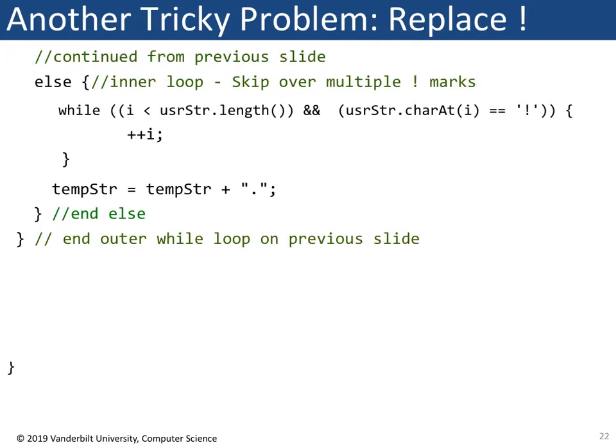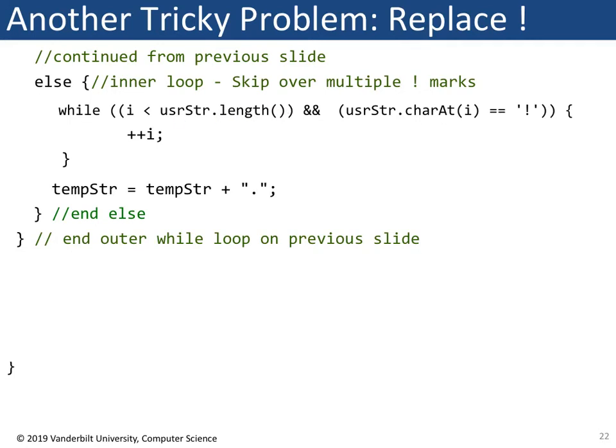When we do find an exclamation mark, we will follow an else branch. Inside this else, we're going to have a loop. What this loop is going to do is keep incrementing the value of i until we no longer have a char equal to an exclamation point, or until we find the end of the string.